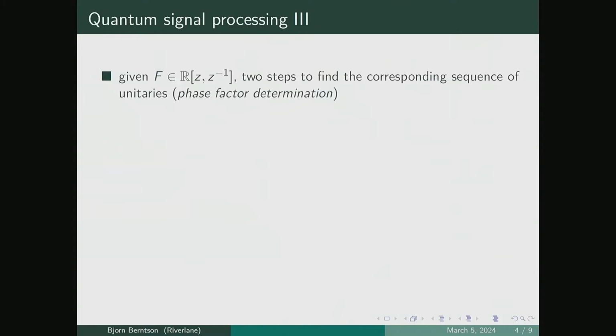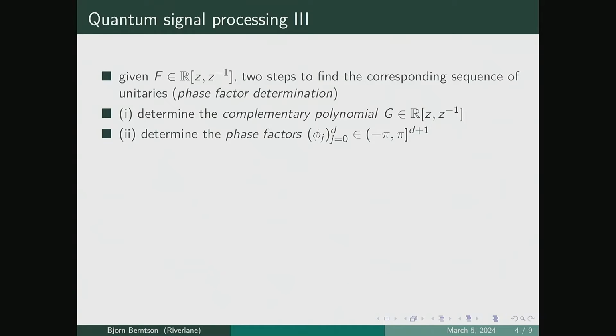But just taking a step backwards, the theorem on the previous slide just gives us the existence of the complementary polynomial G and the sequence of phase factors. It doesn't tell us how to find these things. So the two steps you need to carry out, called phase factor determination together. First, you need to define this complementary polynomial G, and then you need to determine the sequence of phase factors. So it's just the first of these tasks that I'll address today.